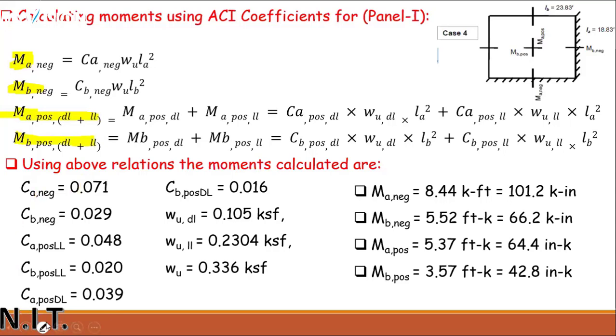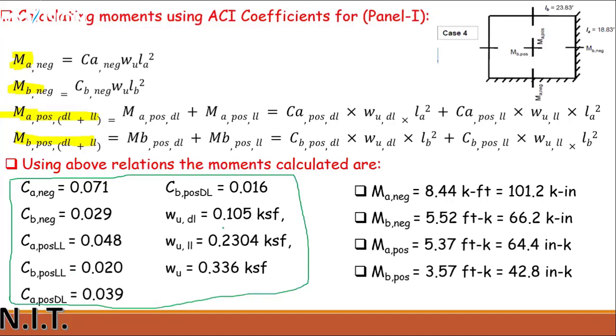These are the coefficient values which we have already calculated from the six tables, and Wu dead load, Wu live load, and Wu have also already been calculated. Wu dead load equals the self-weight of the slab multiplied by 1.2. Wu live load equals 1.6 multiplied by 0.144, which gives 0.2304. Wu is the summation of these two values, that is 0.336.